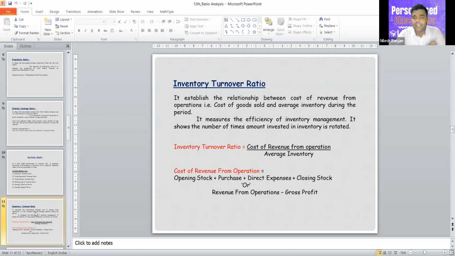goods sold and average inventory during the period. Okay, so for calculation of inventory turnover ratio, we have to use two things: cost of goods sold or cost of revenue from operation, and second is average inventory. Now, can you tell me how to calculate average inventory?